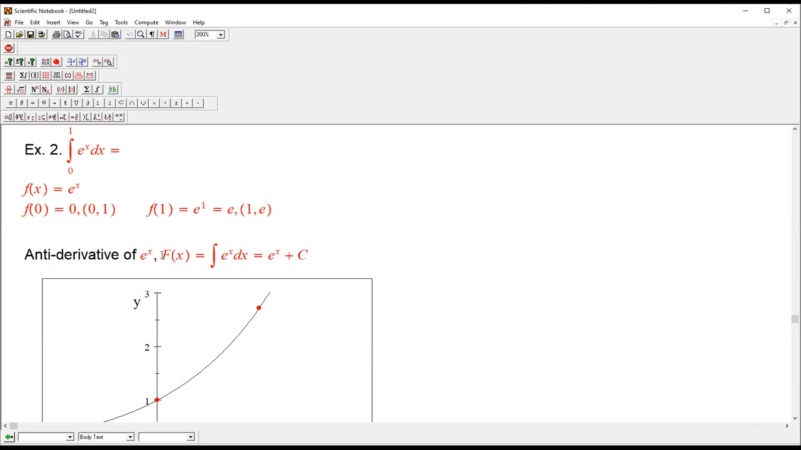You can use this notation, but when I choose my capital F, I'm going to choose it to be one of them. You only have to choose one of the antiderivatives, which is the simplest one. And I'm going to choose e to the power x.